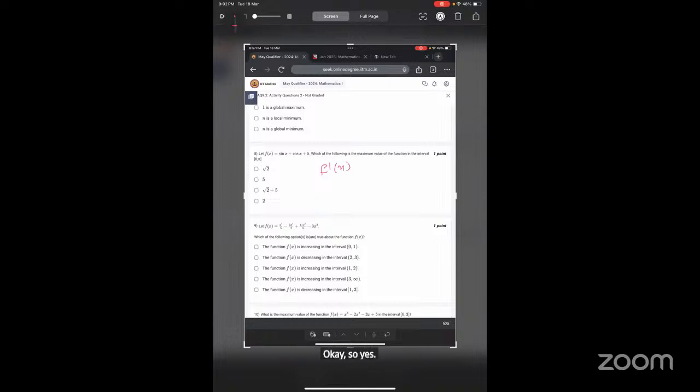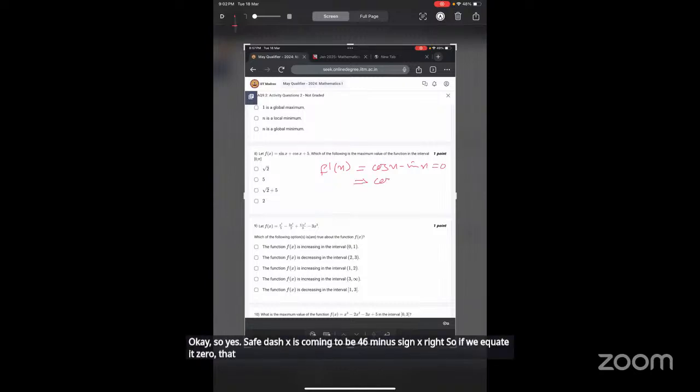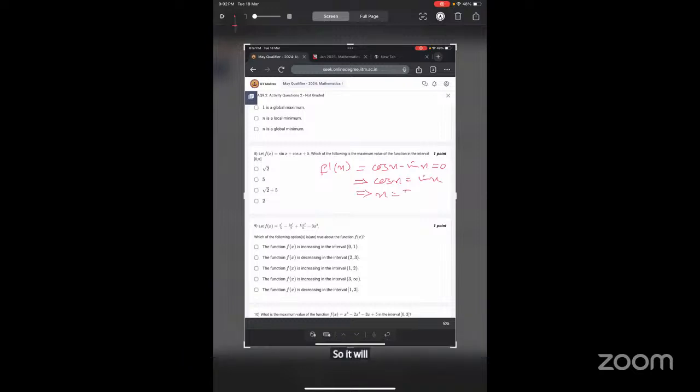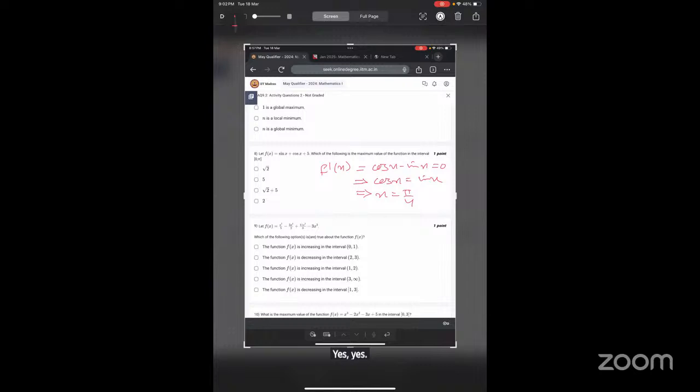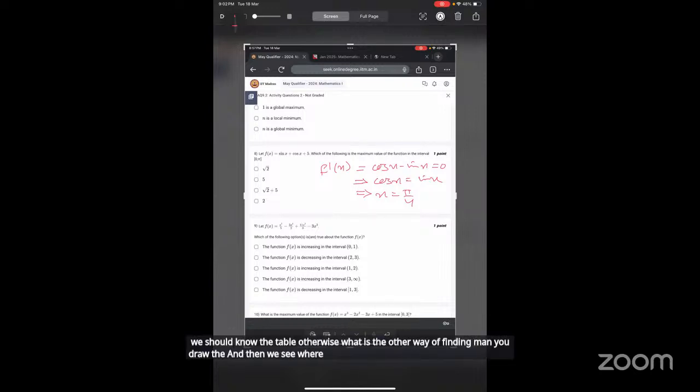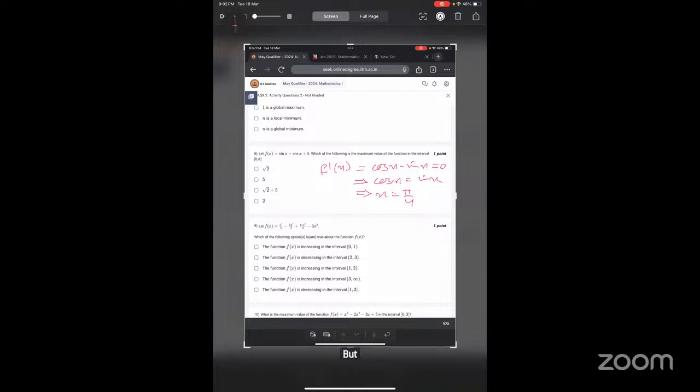Yes. So f dash x is coming to be cos x minus sin x, right? So if we equate it to 0, we will find cos x equals sin x. So it will imply x equals pi by 4, right? In case we do not know this pi by 4, we should know the table. Otherwise, what is the other way of finding it? You can draw the curve and see where it will become equal. But then also, how do you know the point is exactly pi by 4?